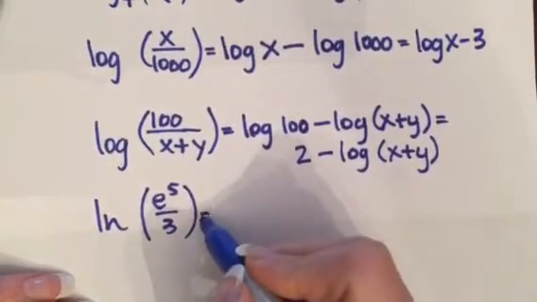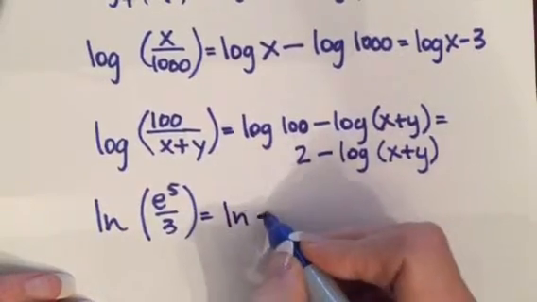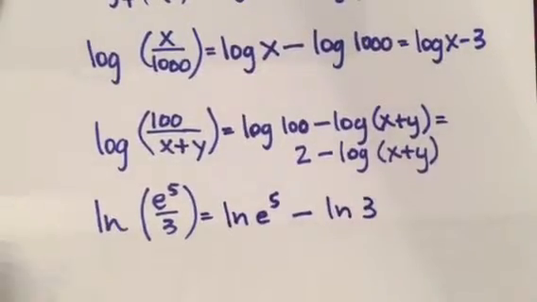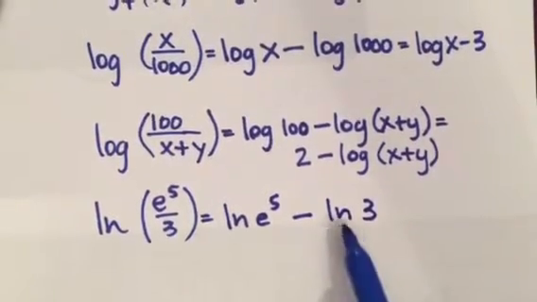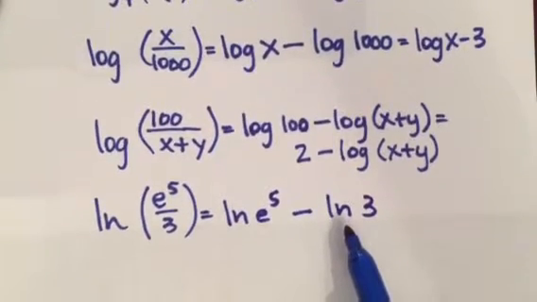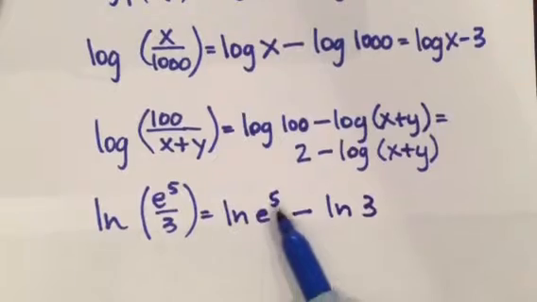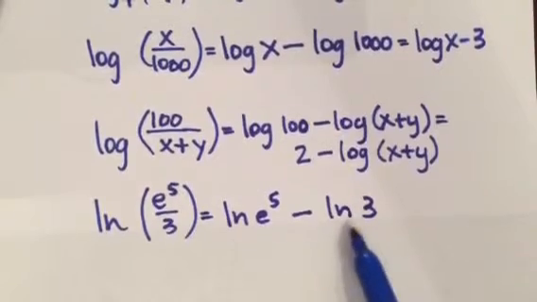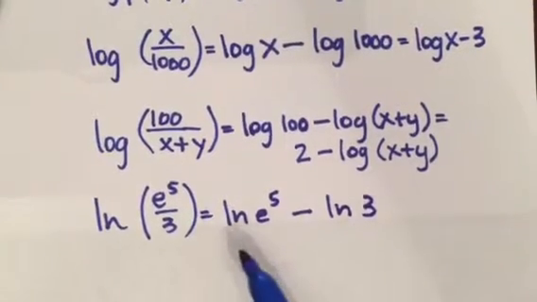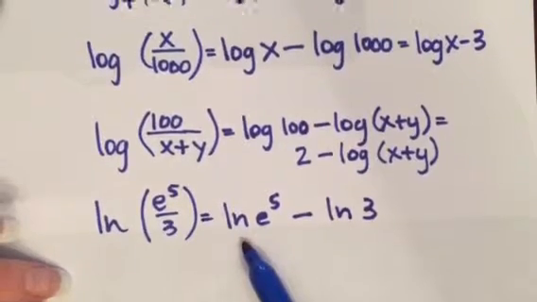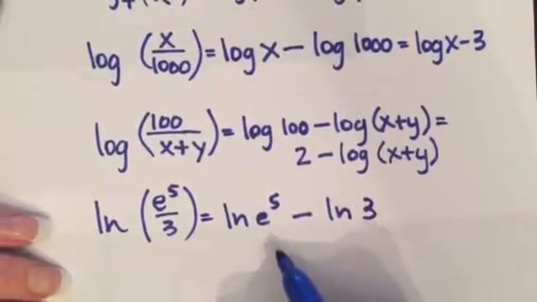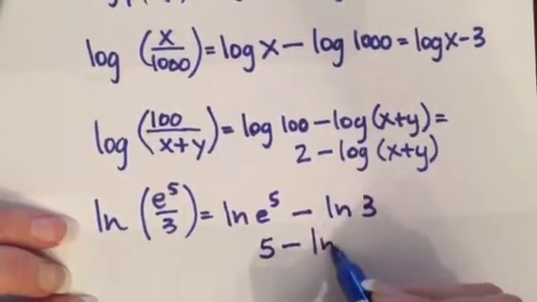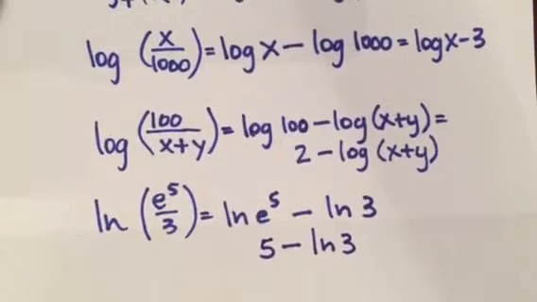And our last example here is ln of e to the 5th minus ln of 3. And remember, when we see ln, this means log base e. So this is log base e of e to the 5th minus log base e of 3. This piece does not simplify at all, but this one does. Okay, so what power of e is e to the 5th? Well, it's kind of a silly question, because that, of course, would be 5. 5 minus ln of 3 would be our simplification here.